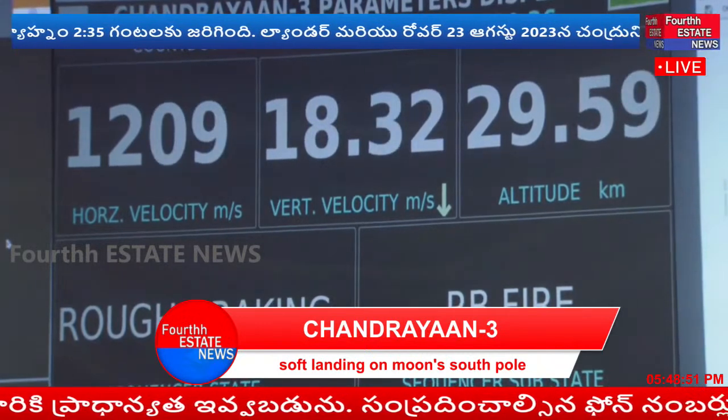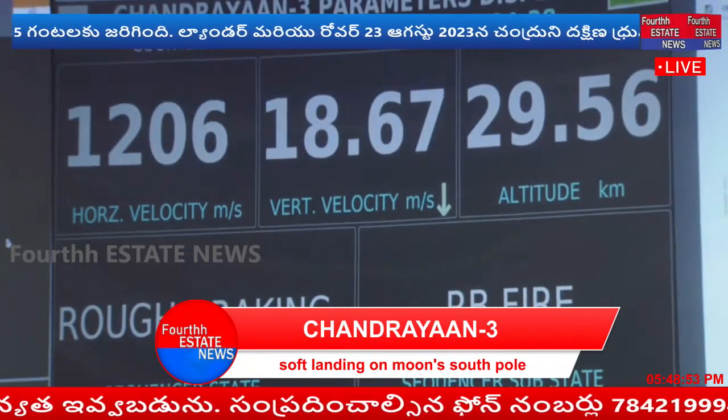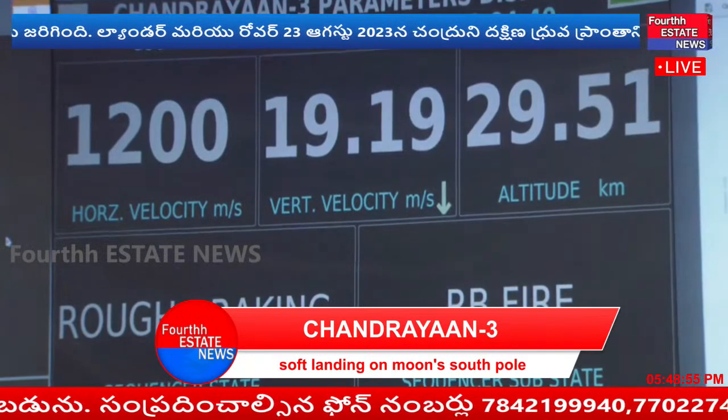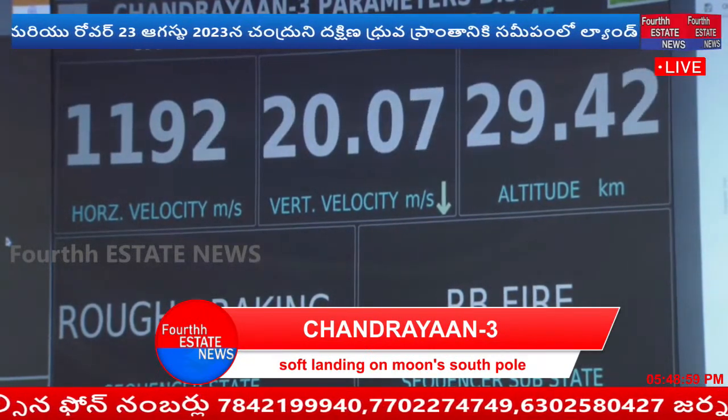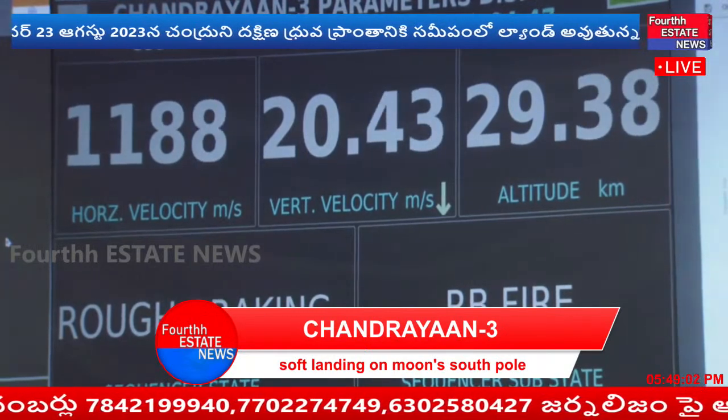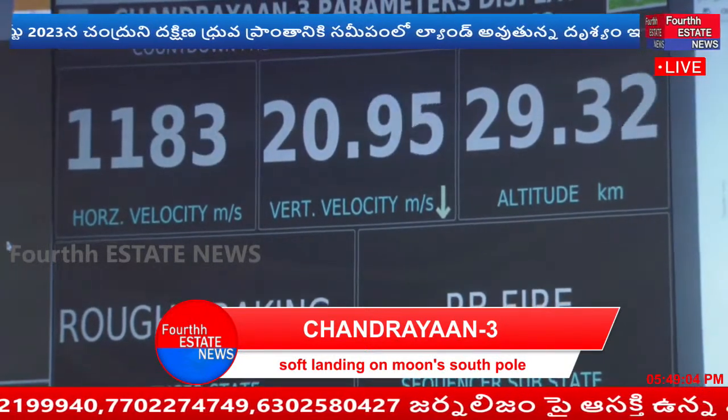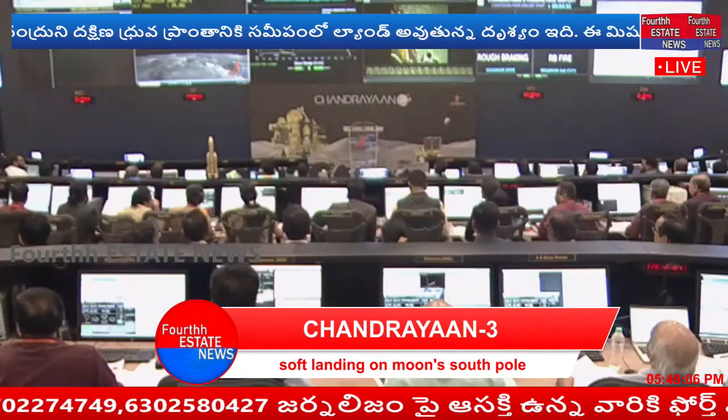And the ALS had already been initiated 1 hour before the scheduled time of the power descent start. Following this, the throttleable engine electronics module, the TECM, was switched on and the lander was oriented to the favorable attitude.